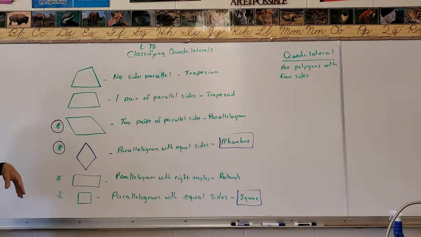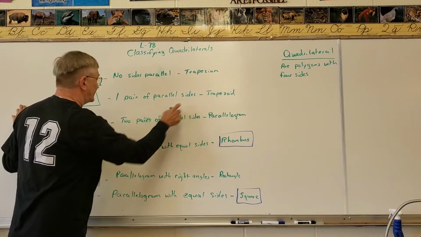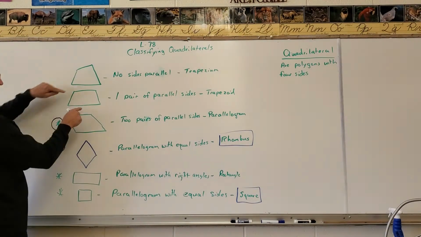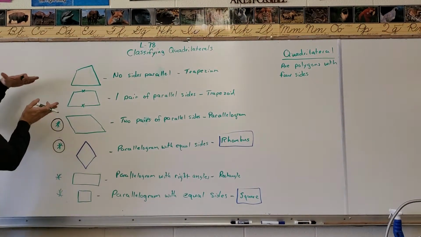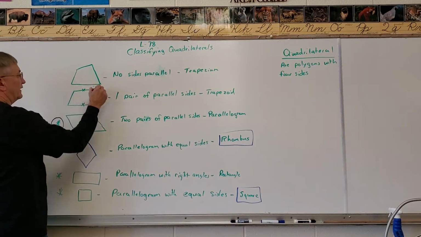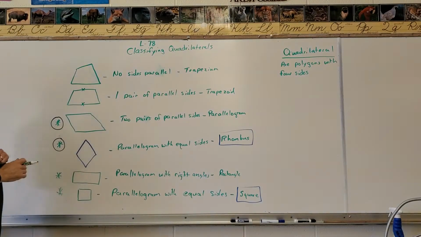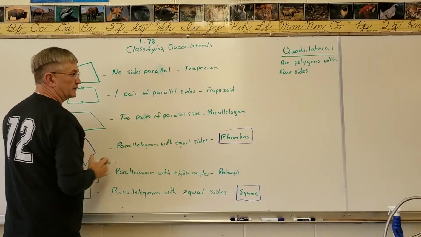The second one, you have a trapezoid, which has one pair of parallel sides. That means these two lines right here, this one and this one, are parallel to each other, and they would keep going on. But these two, if they kept going on, would cross each other somewhere out in the future. So therefore, it only has one pair of parallel sides.